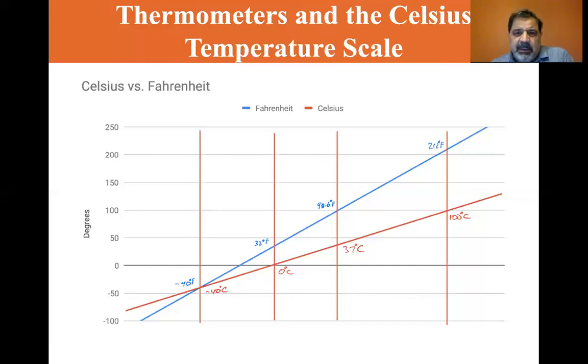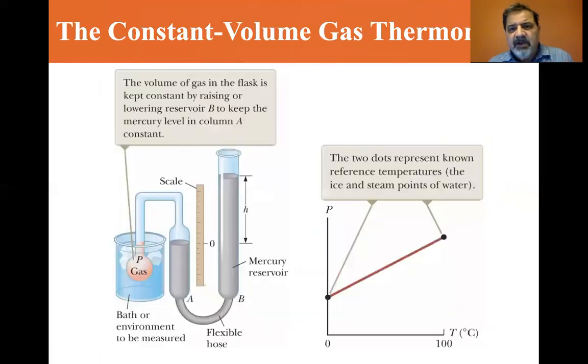Okay, so sorry, it's just kind of hand drawn. I made it myself, but just to show you these 4 points, you can always use these to derive your own conversion equation for switching between Celsius and Fahrenheit. Okay, next we're going to study the constant volume gas thermometer.